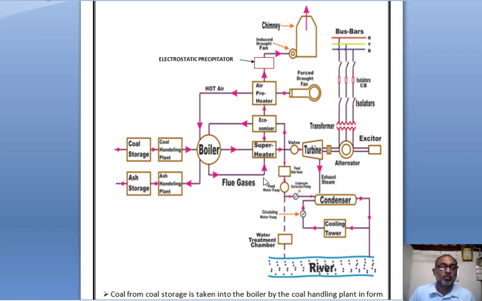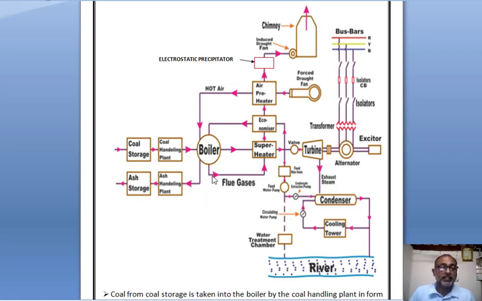Now, whatever coal is burned in this boiler, due to this some ash is produced in this boiler furnace. So now it is stored in the outer area with the help of this ash handling plant. It is also most important.